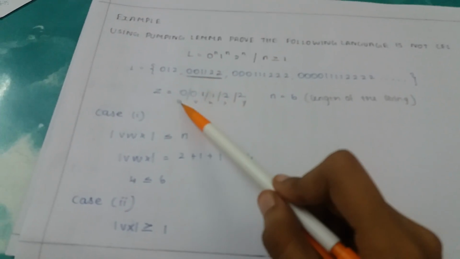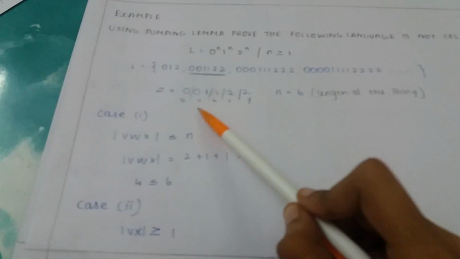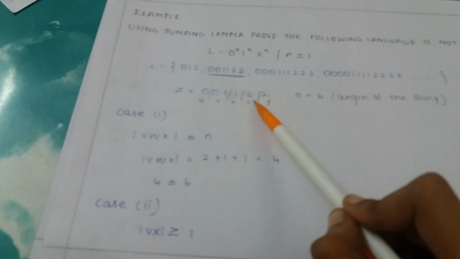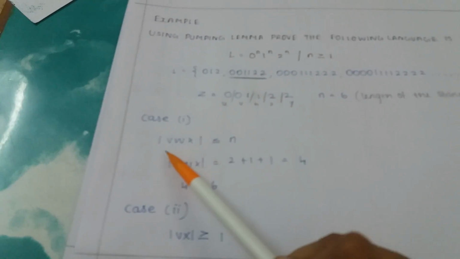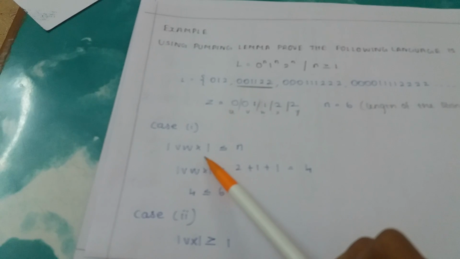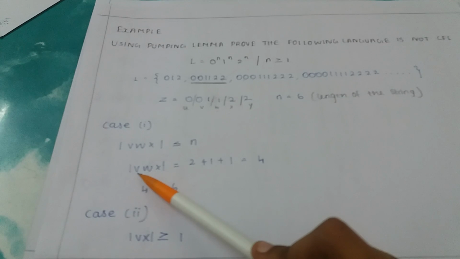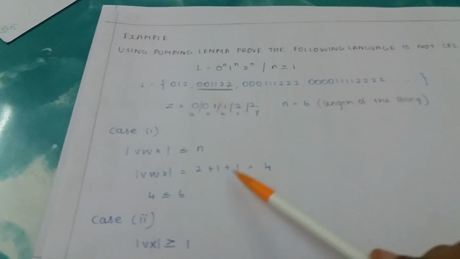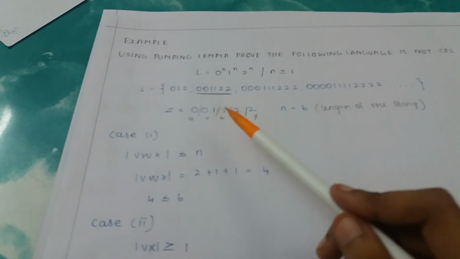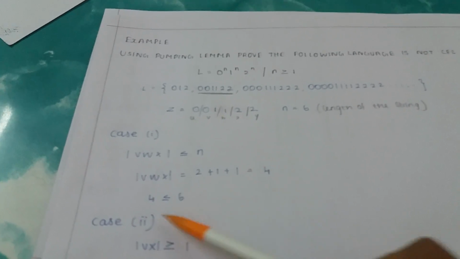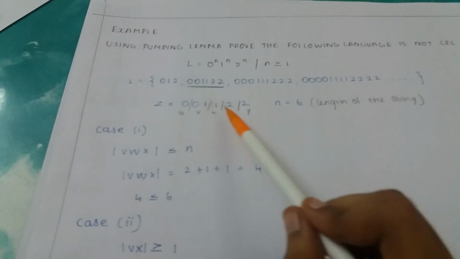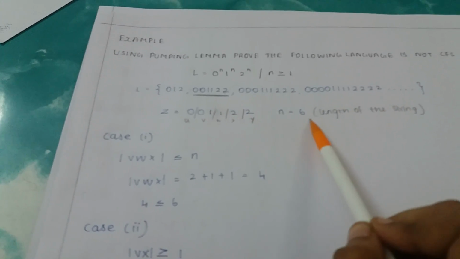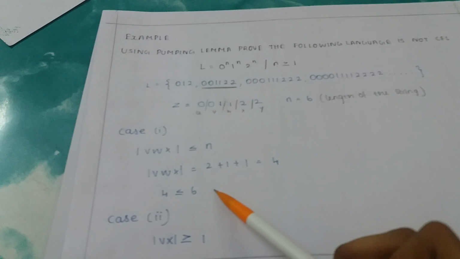So 0 is taken as the value of u, 0 1 is taken as the value of v, and 1 is taken as the value of w, and these two I am going to take as the values of x and y. First is case 1. I am going to check that the length of vwx should be less than or equal to n. So the length of vwx is 2 plus 1 plus 1, that is, the length of v is 2, w is 1 and x is 1. So obviously 4 will be less than 6, and this 6 is the length of the string I have chosen. So this condition is satisfied.